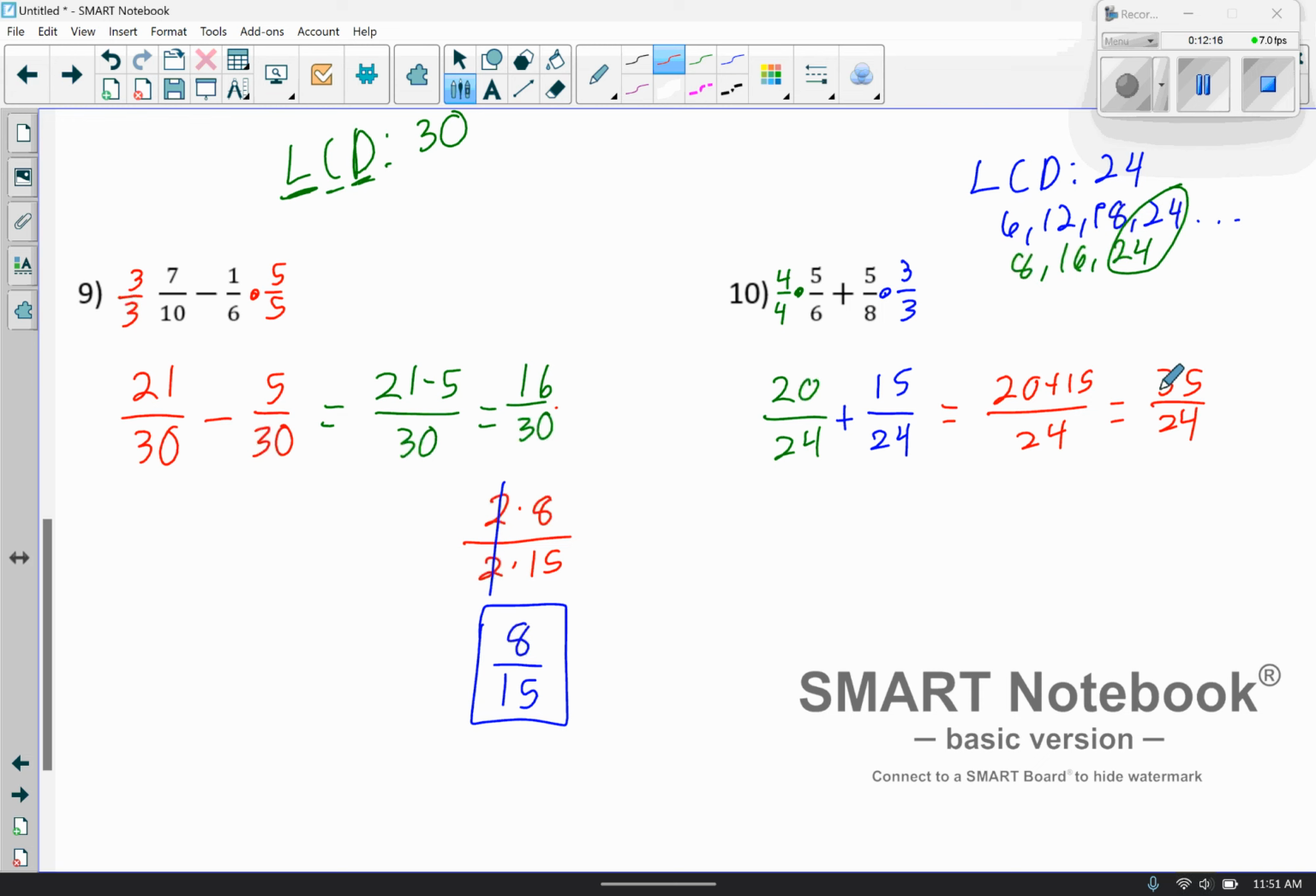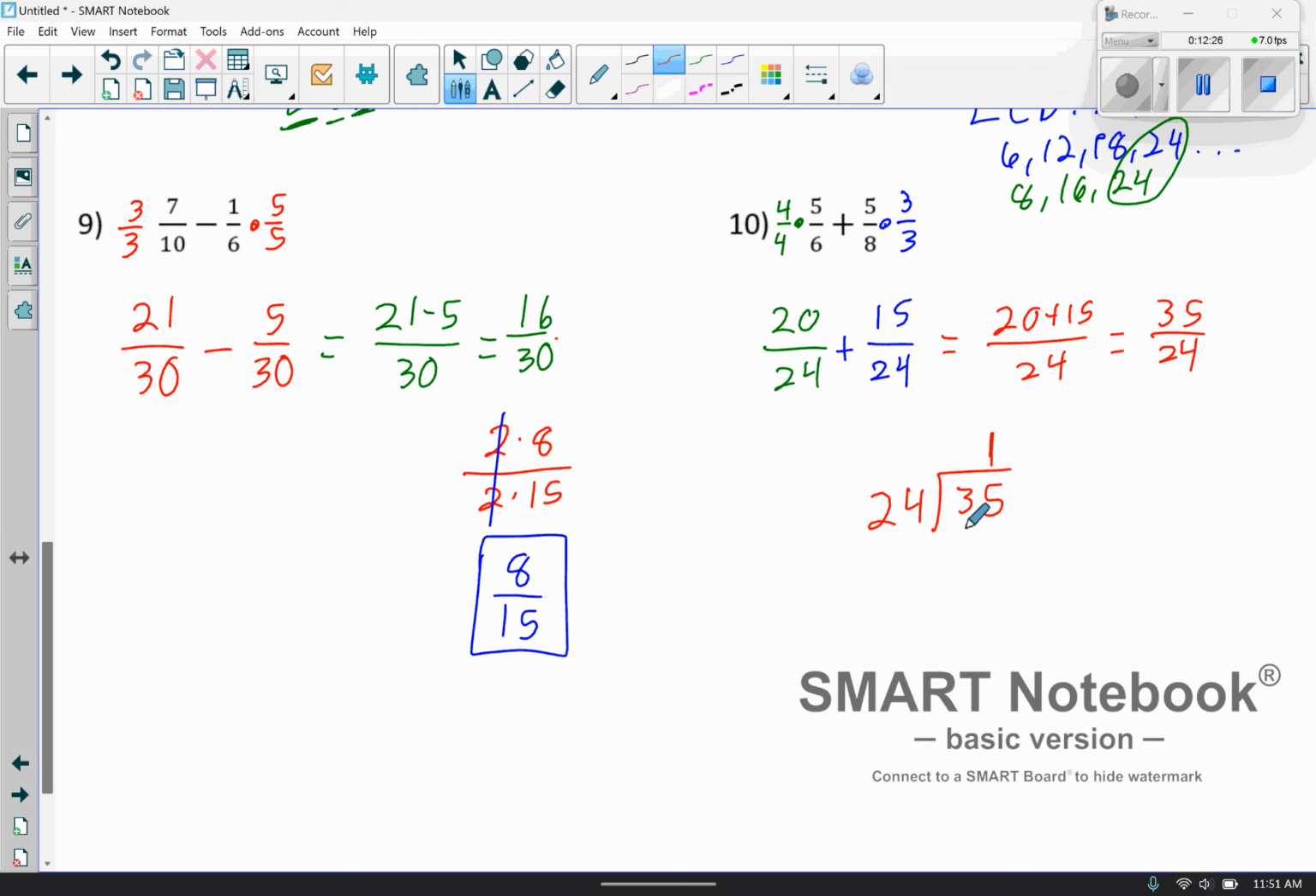Okay, I like that answer, but sometimes they're going to ask us to put it as a mixed number. So 24 will divide into 35 evenly once, and then we will have a remainder of 11. So that means we could also write this as 1 and 11/24. Okay, so that is adding and subtracting fractions.